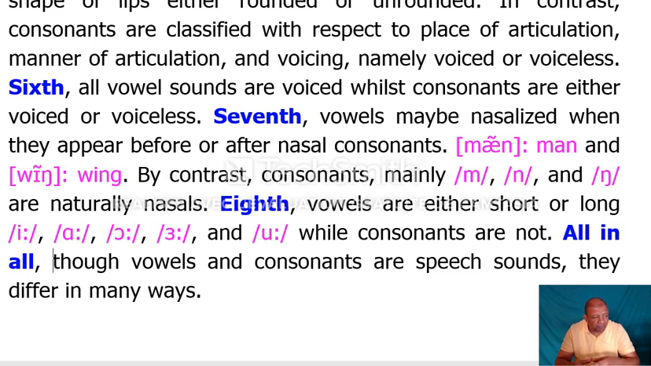To summarize, both consonants and vowels constitute the phonetic literature. They have great importance in the phonetic discipline. However, they differ in so many ways.